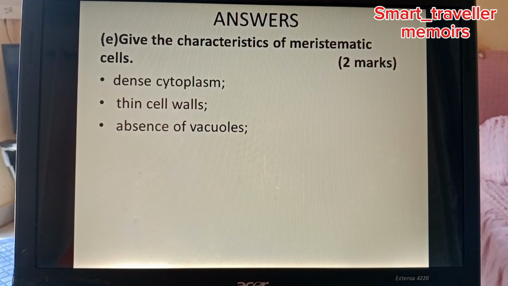Give the characteristics of meristematic cells. 1, they have a dense cytoplasm. 2, they have thin cell walls. And 3, they don't have vacuoles, so there is absence of vacuoles.